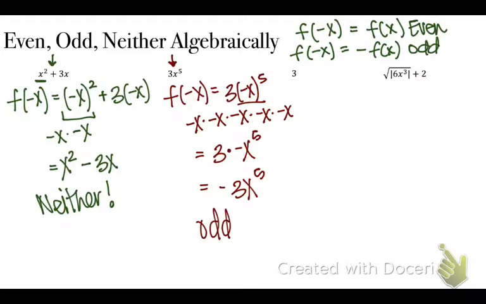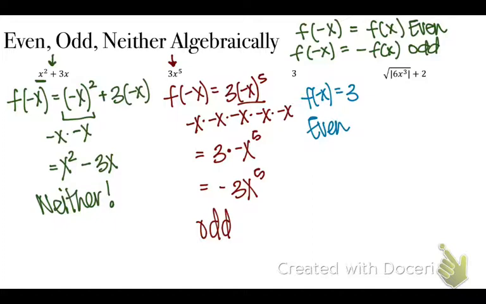Okay, this one's a little tricky, I guess. There is no x here. So if I plug in negative x, I just get 3. There's nothing to plug x into, which means that this must be an even function because it is the exact same.